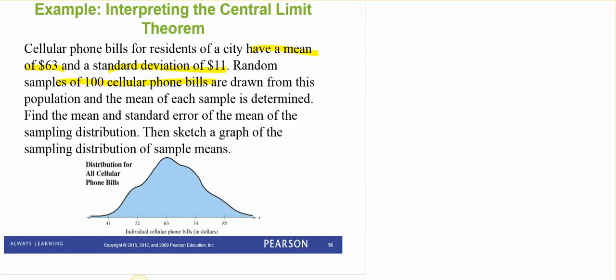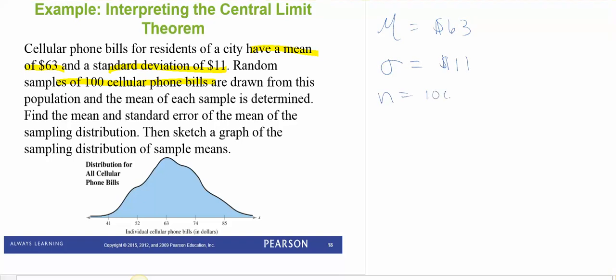So let me see if I can write down everything that was just said. The mean is $63, and notice I'm writing the mean of the population. The standard deviation of the population is $11. We sampled 100 bills, and they want me to find the mean of the sample averages and the standard deviation for the samples. So if we randomly select 100 cell phone bills over and over and over again, what would the average of all those averages be?